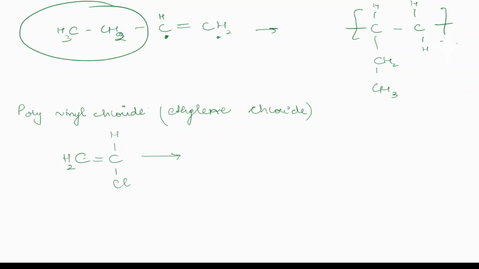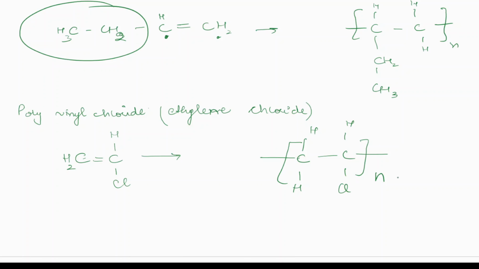Then you have to put it in a bracket, with extended forms, like the two bonds would be coming out of the carbons, as there should be other bonds. So H, H, H, and Cl, and here you have to write n. Okay, so I guess you have got this. This is all about the addition polymers.